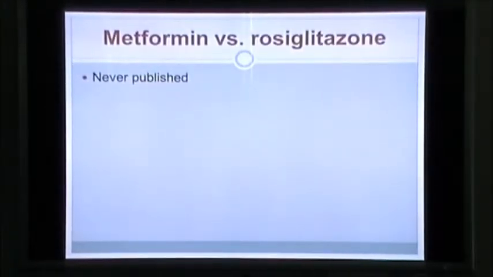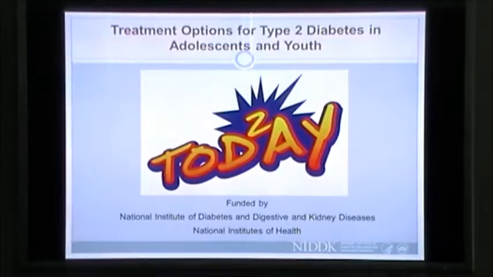The metformin versus rosiglitazone study was completed probably 10 years ago now. It's never been published. I actually reviewed it 3 times for different journals. It was fine. I think the company withdrew it each time before it was published. Yes, raised eyebrows. This has never been published. So that's prior to the Today study. That was the entire evidence base for treatment of type 2 diabetes in kids.